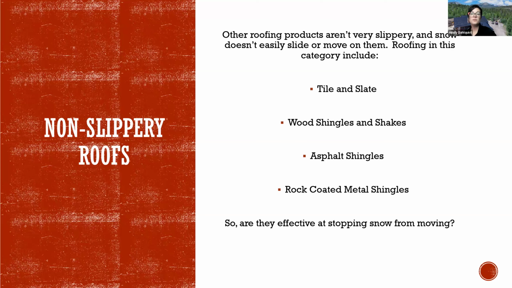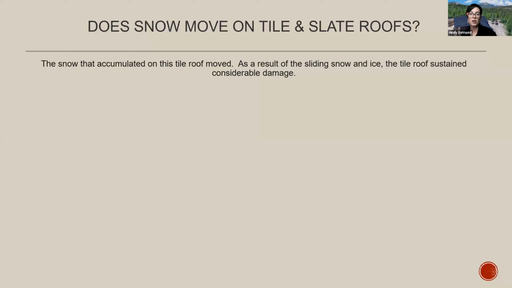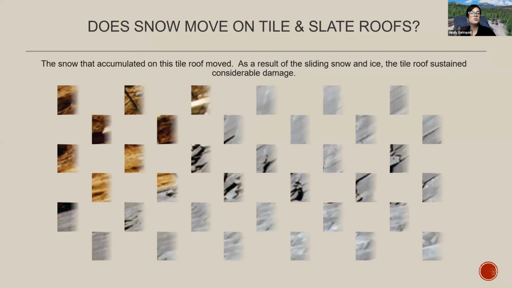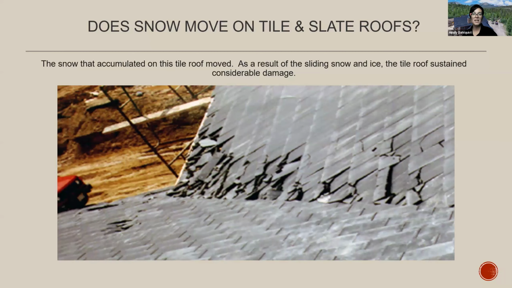So other roofs that are not very slippery and snow does not move as easily on them are going to be your tile and slate, wood shingles and shakes, asphalt shingles, and rock-coated metal shingles. So oftentimes it's thought because they're not as slippery that snow just will not move on these roof surfaces, but that is just not the case. So here is an example of a tile roof surface. Oftentimes it looks like a jackhammer just came in and tore it up when this does occur.